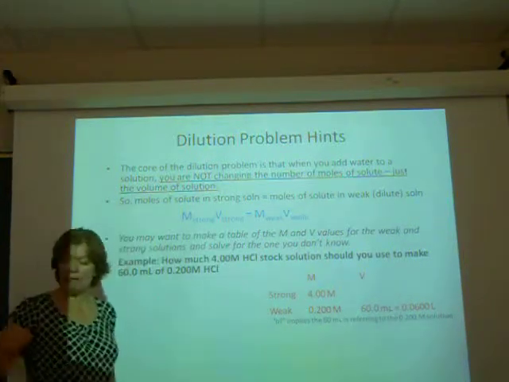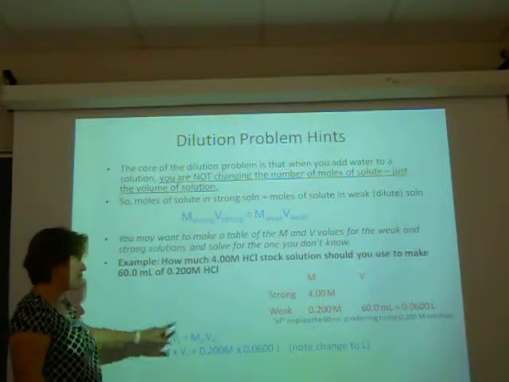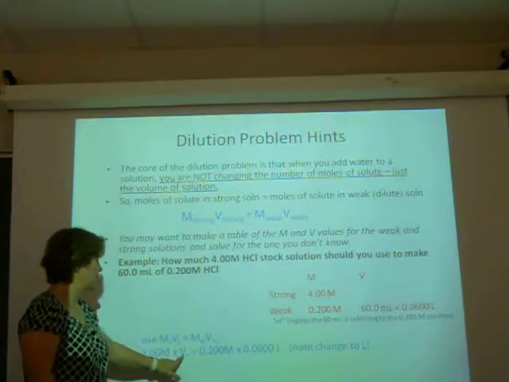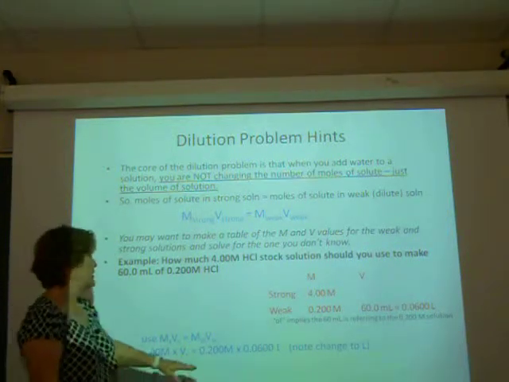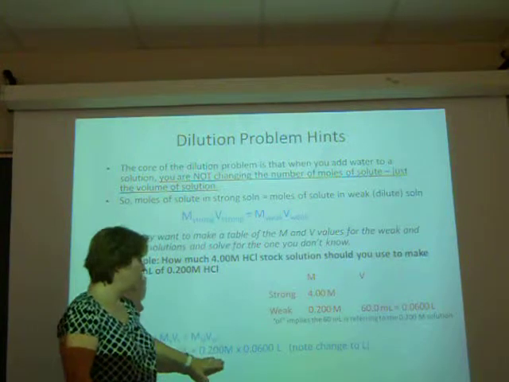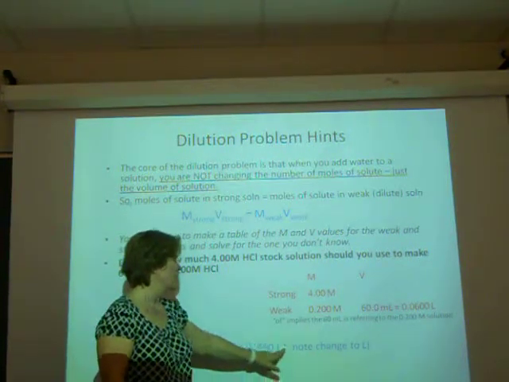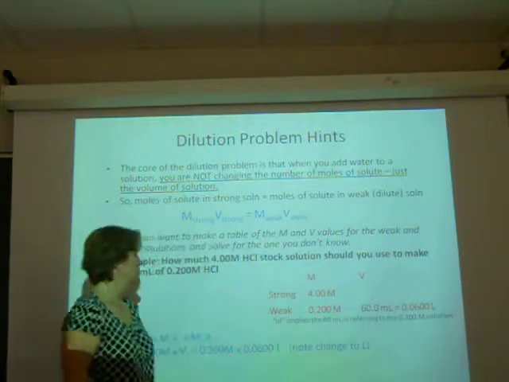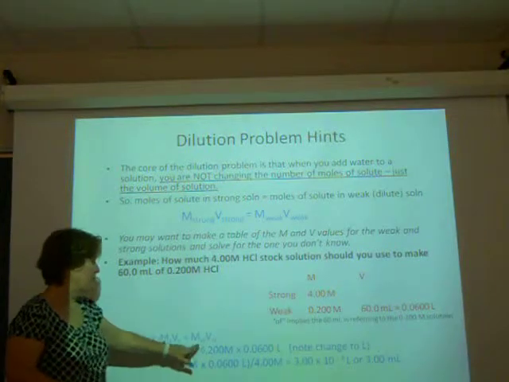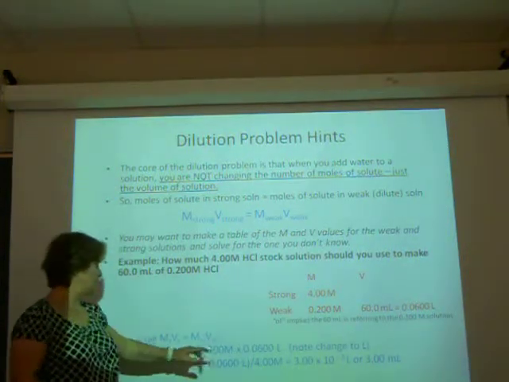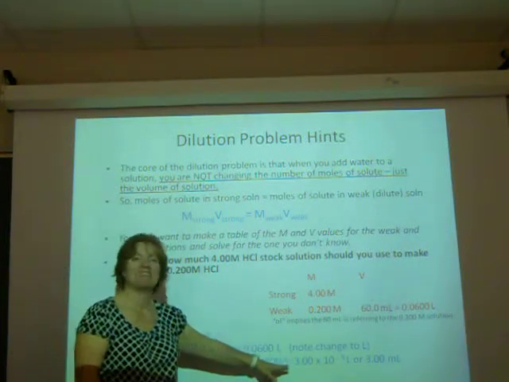So yes, that's exactly what I'm going to be solving for. Now that I have my numbers, I can just plug them into the equation. 4.00 molar for the strong, times the volume, which I'm just going to leave as V or X or whatever variable you want to use. On the other side, I have 0.200 molar for the molarity of the weak, times 0.0600 liters for the volume of the weak. If I divide both sides by 4 molar, the molarities are going to cancel out.